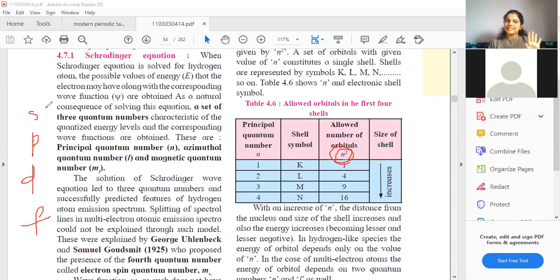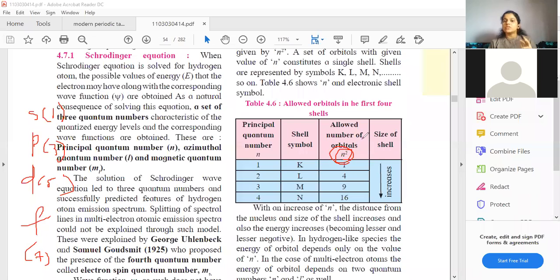Your S subshell is only 1. S subshell cannot be divided further. Your P subshell has 3 subsections, D has 5 subsections and F has 7 subsections. Again, all of this was explained last time. People who were not there in the last session, see to it that you go and watch that video. So these are the subshells, students.